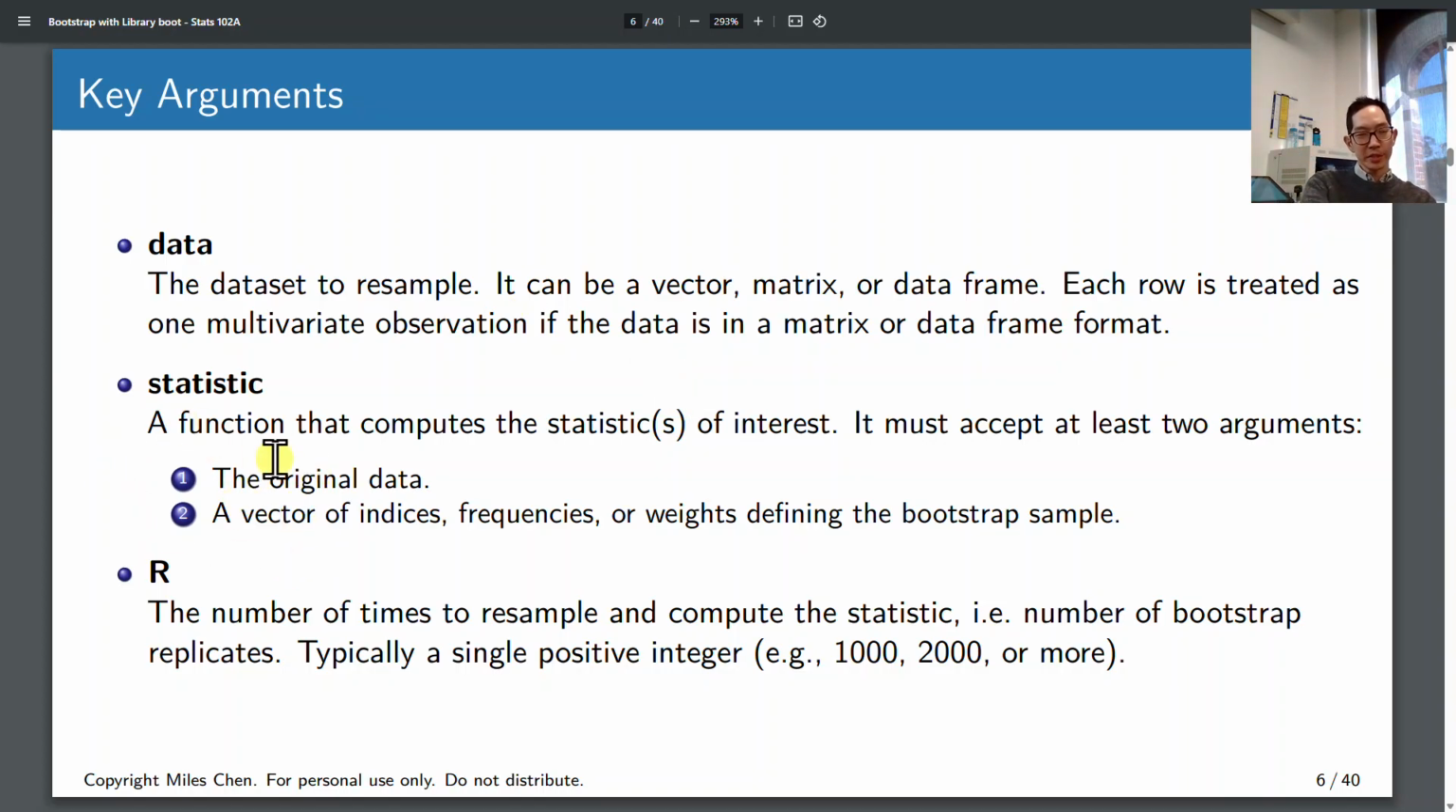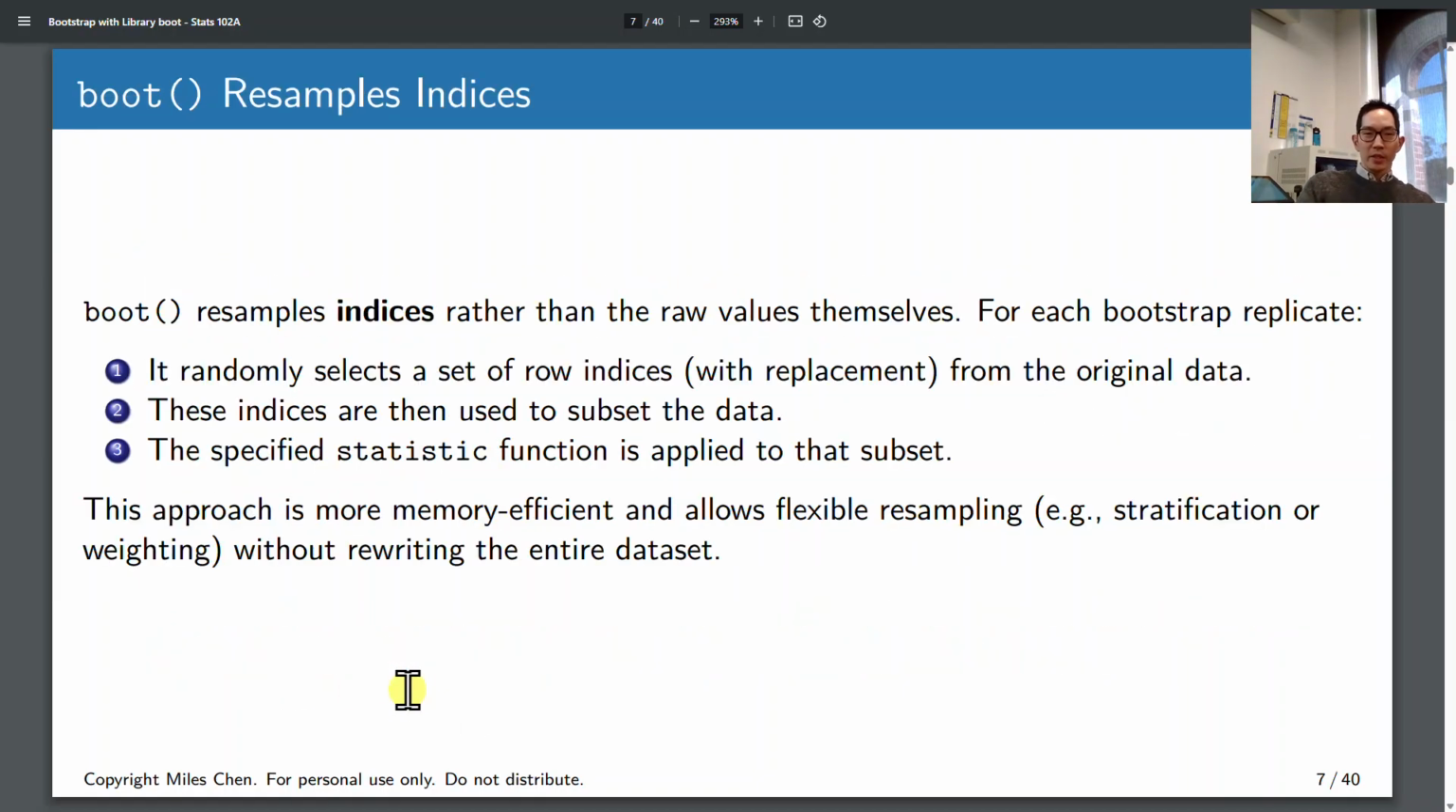And then the statistic is going to be a function that you write that's going to compute the statistic of interest. And that function that you write will always take in two arguments. One is going to be the data, and the other is going to be your index, okay, the indices. So the original data, and then the vector of indices, frequencies or weights or whatever, to define your Bootstrap sample. Okay, and then R is going to be some number, like a big number, like 1,000, maybe 10,000. And this is going to be how many replicates you want it to perform.